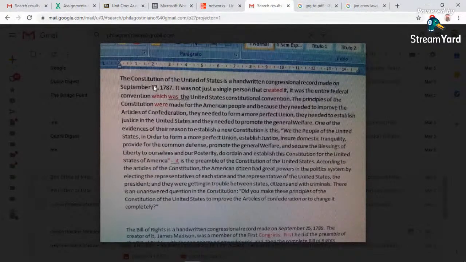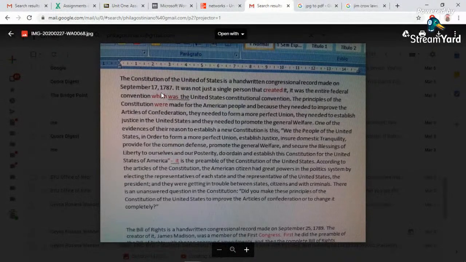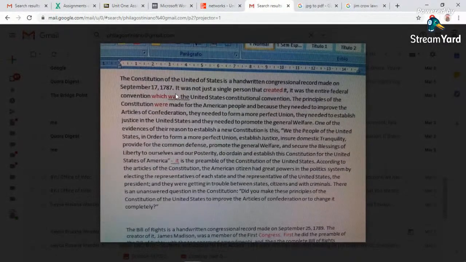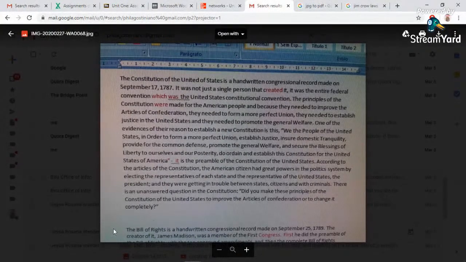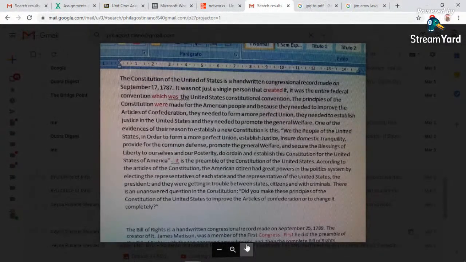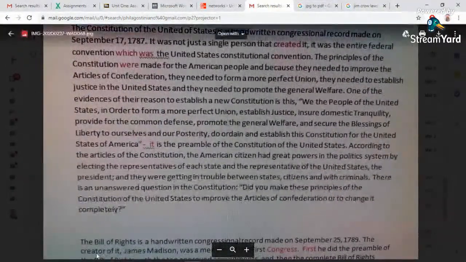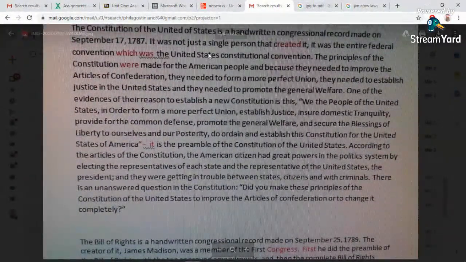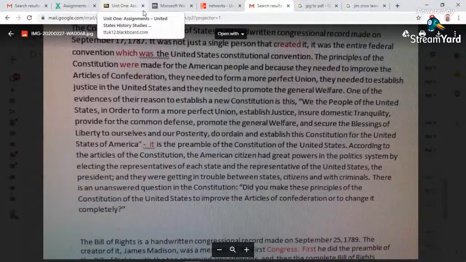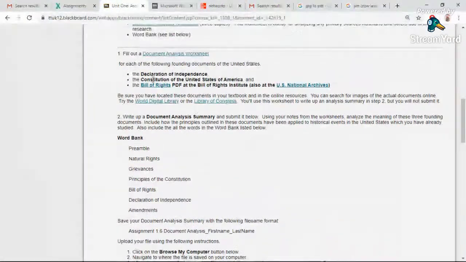See, this one writes about the Constitution. It's a handwritten congressional record made on September 17th, 1787. It was not just a single person that created it. You're going to write a little paragraph about it. And you see how down here it has the Bill of Rights. Okay? So that means 3 paragraphs, one about each one of these documents.